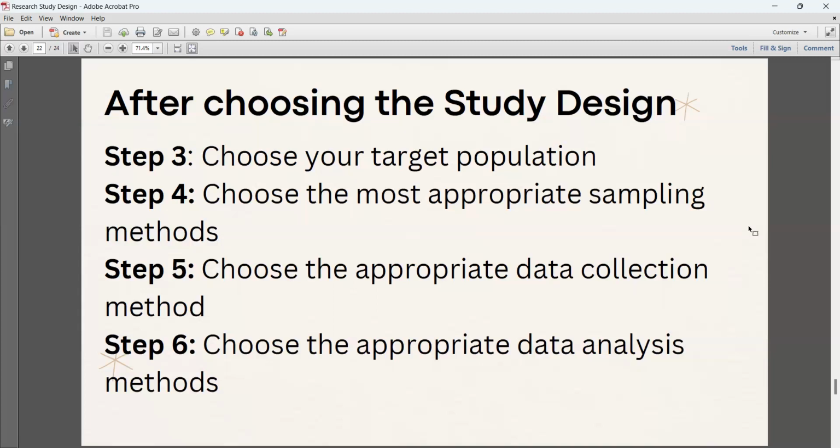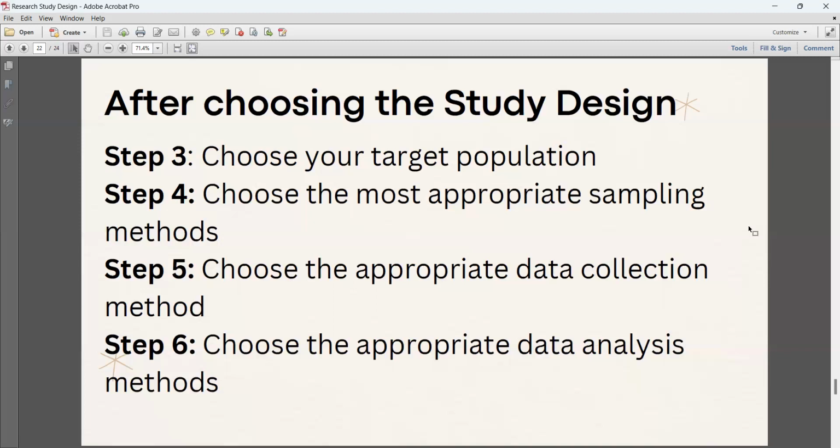After choosing your study design, the next step is to choose your target population. After you choose your target population, choose the appropriate sampling methods. Remember, your design will give you the clue on the standards. For instance, we have sampling standards for a descriptive study, and sampling standards for an analytic study. So sampling will be based on the study design you choose. That's why we say be keen while choosing your study design, so that you choose the right one.